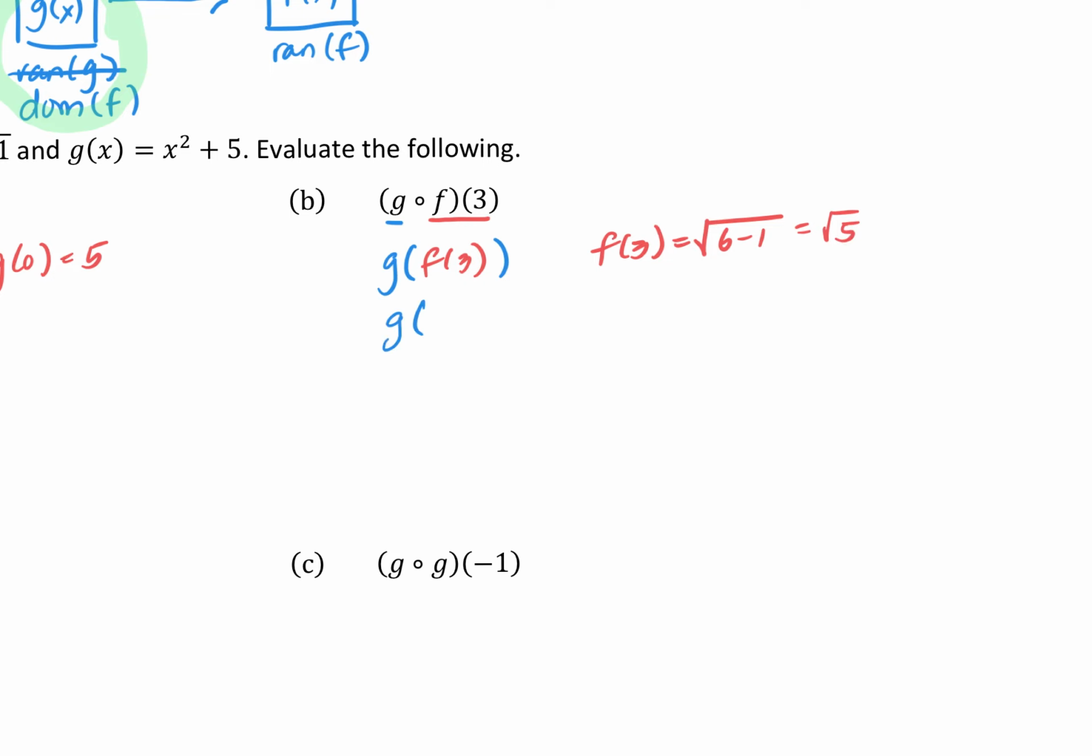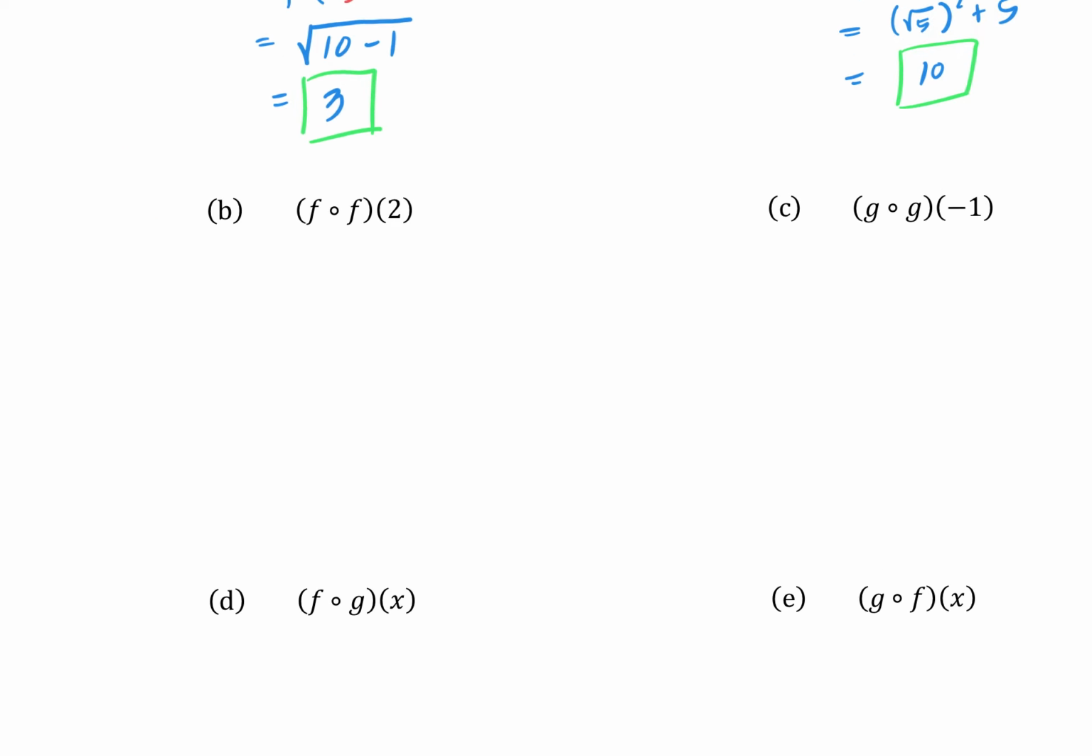We're going to put the square root of 5 into our function g. So the function g is x squared plus 5, which means we're going to square root of 5 and then add 5 to it, which becomes 5 plus 5, or 10. So again, just a substitution.